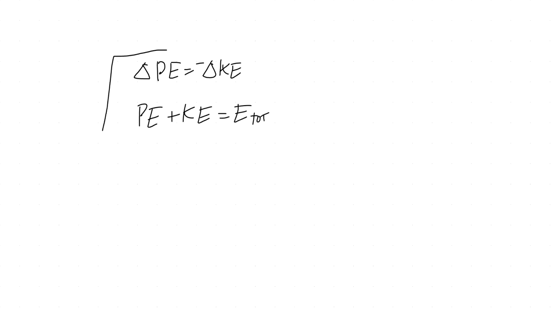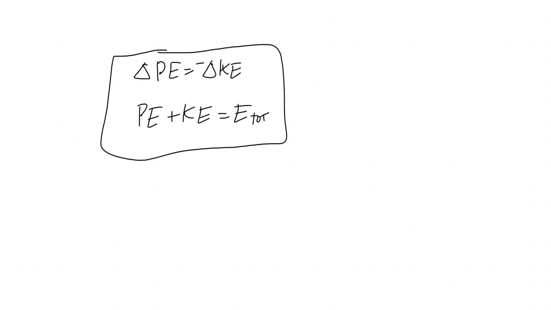Hello, friends. It's time to talk about potential energy in electric fields. Let's do that. So, how this works is exactly how it's worked with gravity, where the change in potential energy is negative the change in kinetic energy, and the potential energy plus the kinetic energy at any point equals the total energy. That's the most important part.